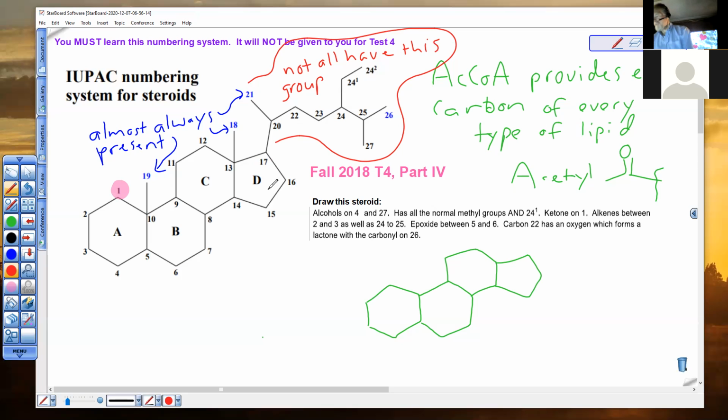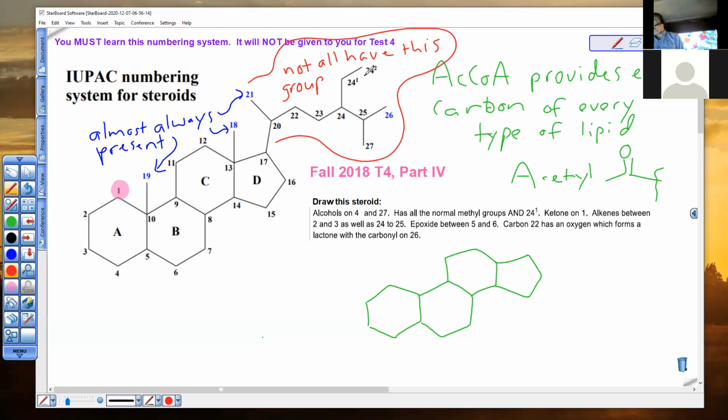Notice that after you get to 17, the rings are done. 18 is the closest methyl to 17 on the bicyclic here. And then 19 is the one down here. And then 21 is the first methyl off of 20. So yeah, 18, 19. Then you come back to numbering 20. That's a normal methyl, so it's 21, 22, 23, 24, 25. That's a normal methyl, so it's 26, and there's 27.